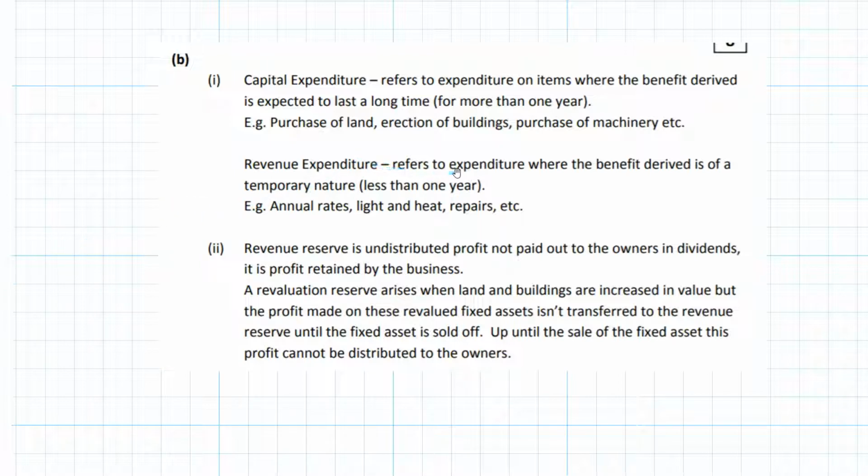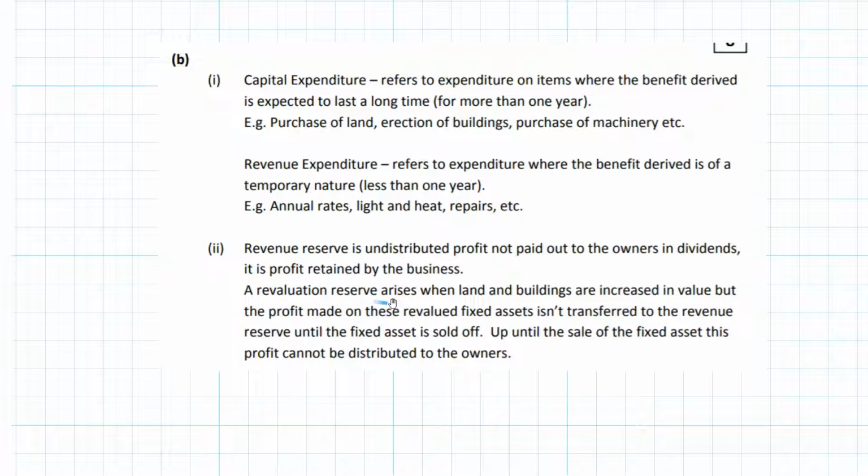However, revenue expenditure refers to expenditure where the benefit derived is only temporary. So our annual rates, which is a rent, don't last that long. Light and heat wouldn't last that long. Repairs. Then looking at our revenue reserve, as we said, it's undistributed profits. It's not paid to the owners in dividends. It's retained by the business. So why would a business retain profits? To invest it for future projects.